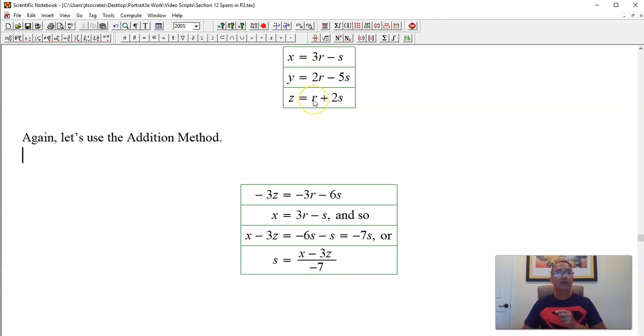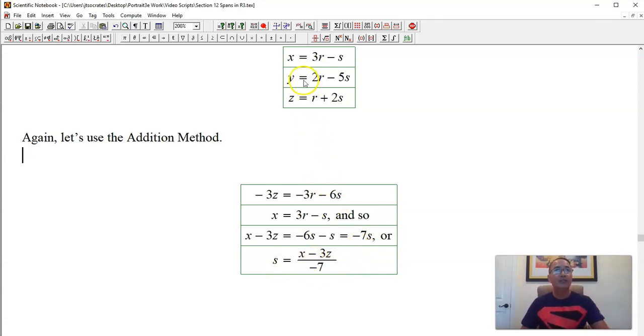We have -3z equals -3r minus 6s, and we will add it to x equals 3r minus s. So we have these two equations. Adding them together, you get x minus 3z on the left, and on the right, what survives are minus 6s minus s, which is just minus 7s. So we now have s, which is (x minus 3z) all over minus 7.